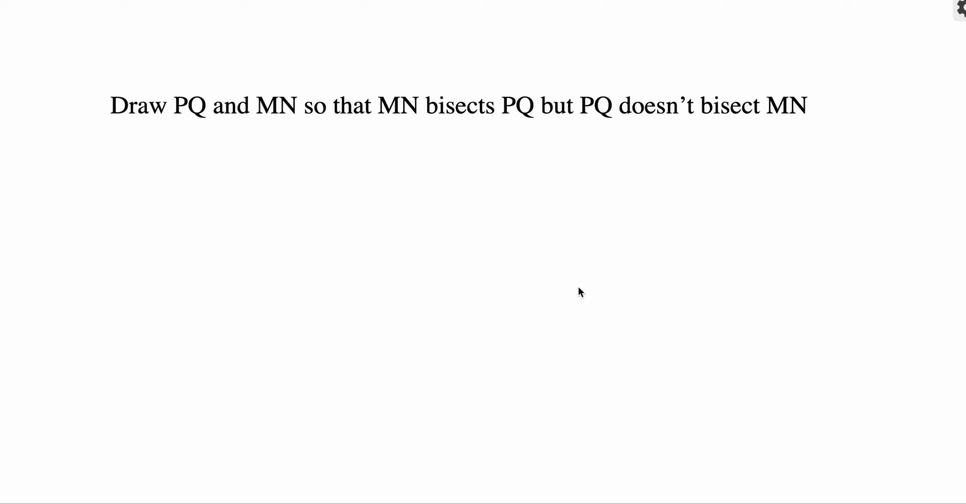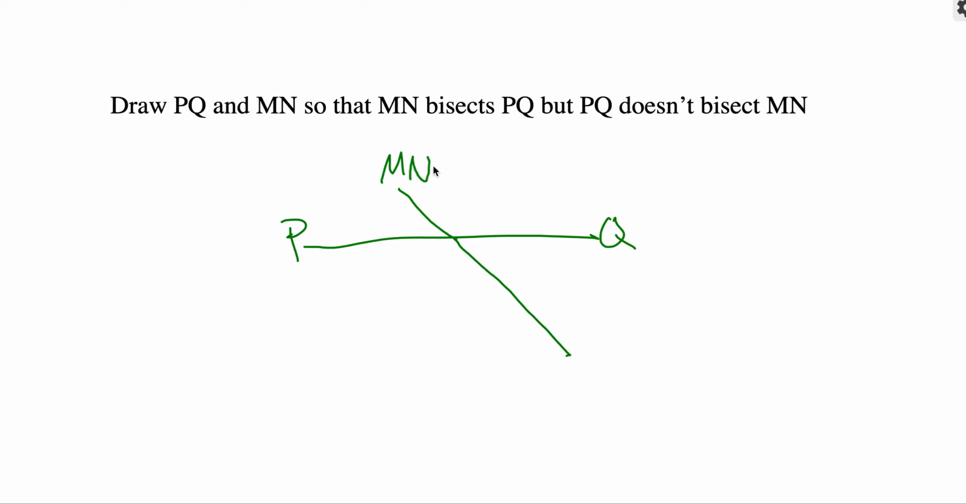So then finally, I just need to draw PQ and MN so that MN bisects PQ, but PQ doesn't bisect MN. So that's actually very similar to the last picture that we just had. So I have this line that's PQ, and it is being bisected. So I want to know kind of a midpoint here, right? And then I'm going to go through that midpoint, but I'm going to try and make it obvious that this segment of that line is shorter than this segment of the line, so that I have MN here.